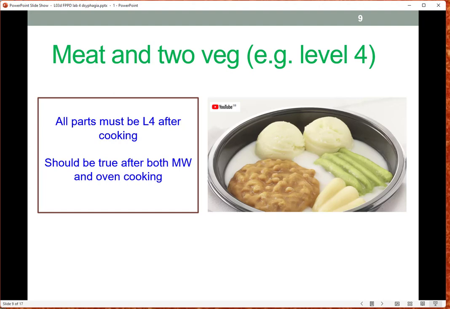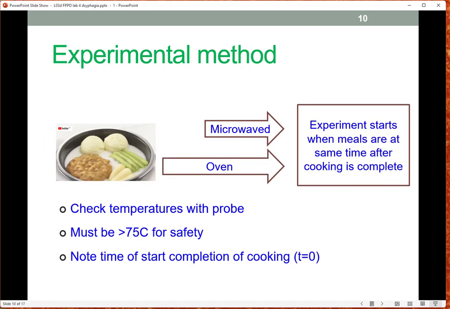The actual experiment. Here's an example of a meal, which in this case is specified as IDSI level 4. It should have all its components at that level, and this should not change over a reasonable period of time or because of a different cooking method. So the experimental method is straightforward. We're going to have meals cooked in different ways, some microwave, some cooked in an oven, and the experiment starts when the cooking is completed.